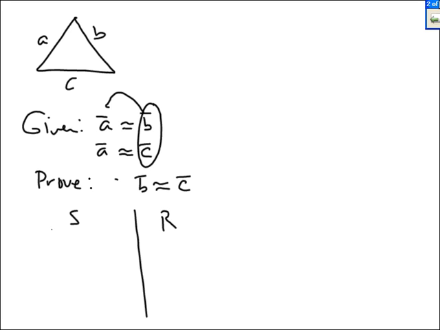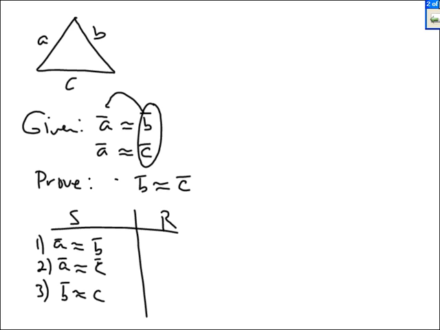Statements and reasons. Statement 1 is line segment A is congruent to line segment B. If you want to list them separately, line segment A is also congruent to line segment C. Then number 3, line segment B is congruent to line segment C. Of course, for 1 and 2, the reasons would be given.